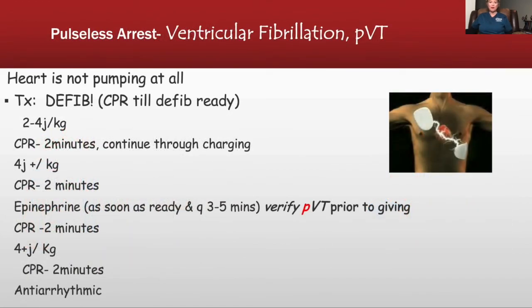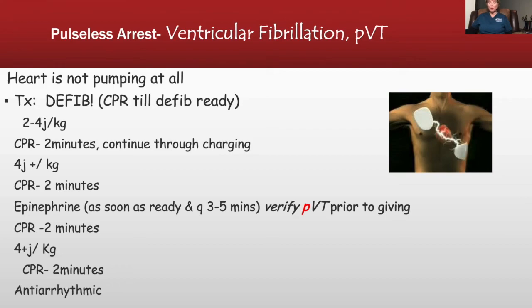So pulseless VFib, pulseless VTach, or ventricular fibrillation, again, the heart's not pumping at all. You're doing CPR until you're ready to shock them. And as soon as you're ready to shock them, you don't continue your cycle. You get right on the chest with electricity. That's what they need. So the answer for VFib is defib. And follow your algorithm. But basically, the main point here is if this is pulseless VTach, and you've started CPR, as soon as you're ready to defib, you shock them. As soon as you shock them, you get back on the chest, doesn't matter what's on the screen.